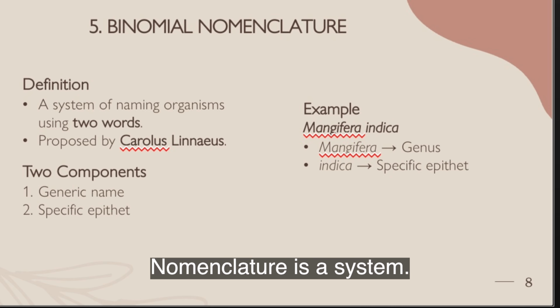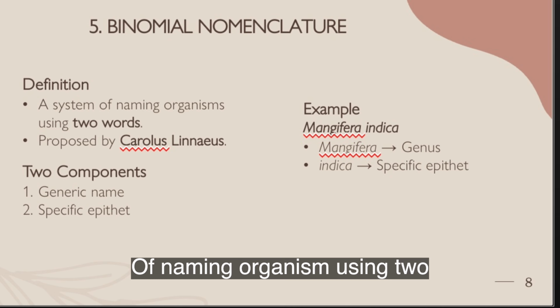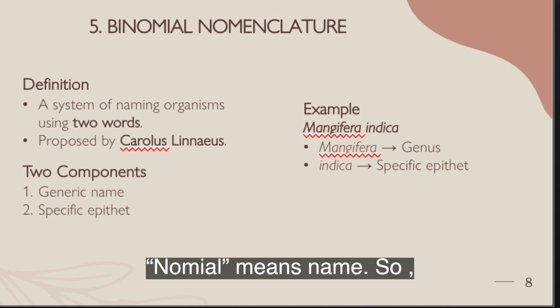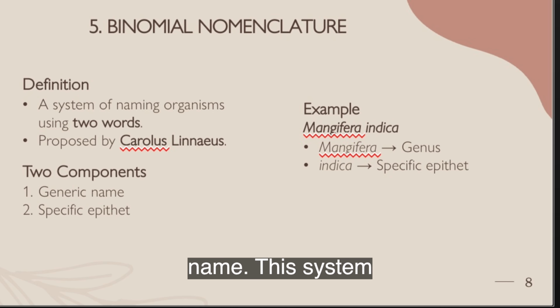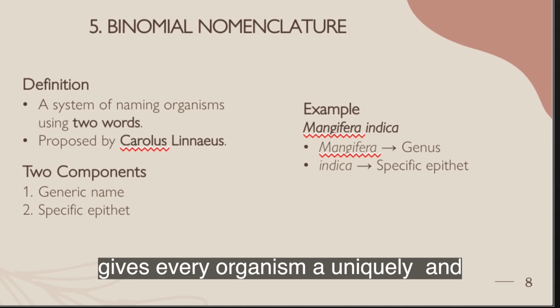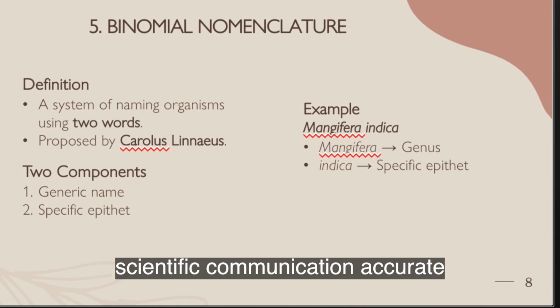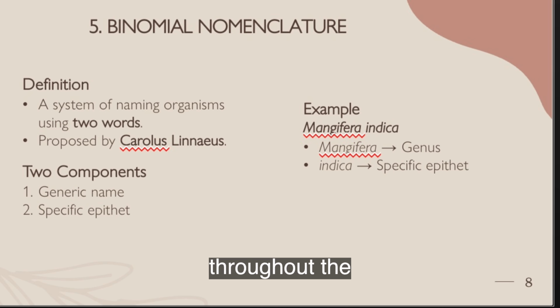Binomial nomenclature is a system of naming organisms using two words. The word bi means two and nomial means name. So binomial nomenclature is a scientific system in which every organism is given a two-word scientific name. This system gives every organism a unique and universally accepted identity, making scientific communication accurate throughout the world.